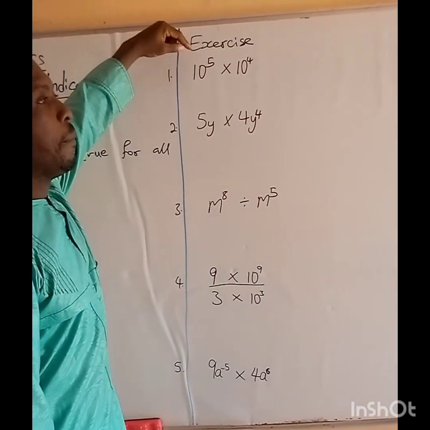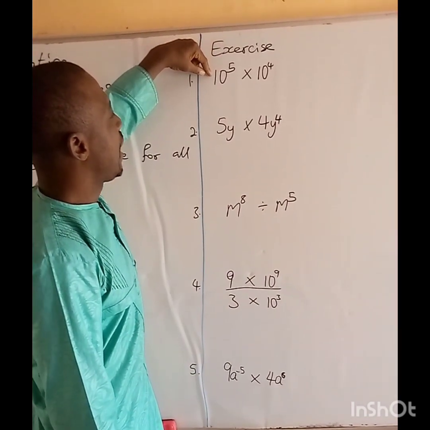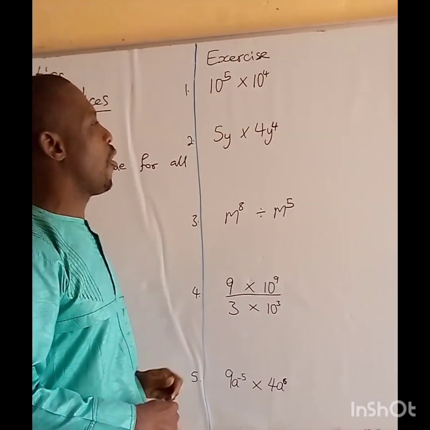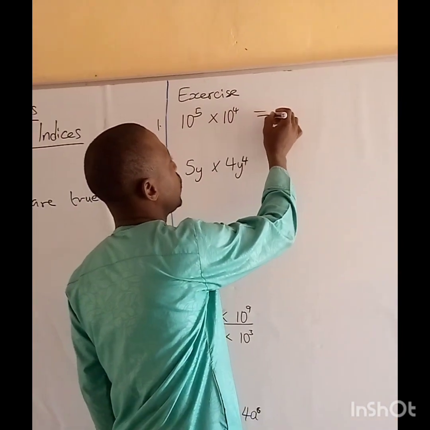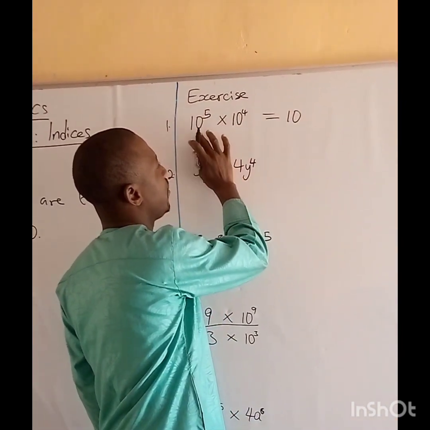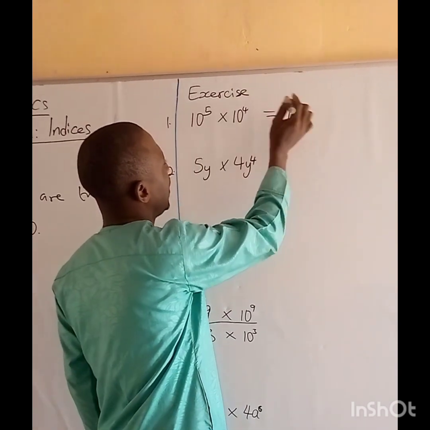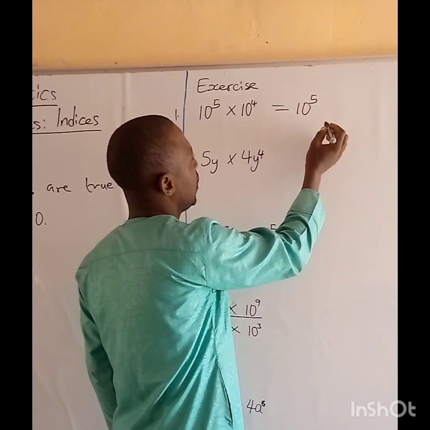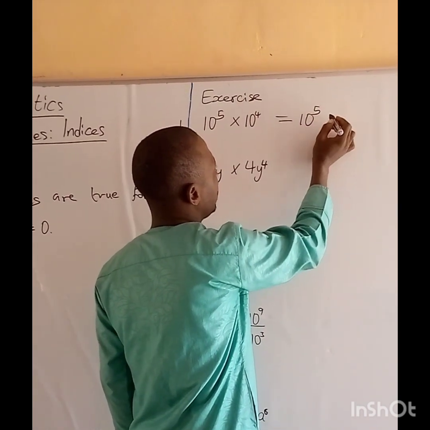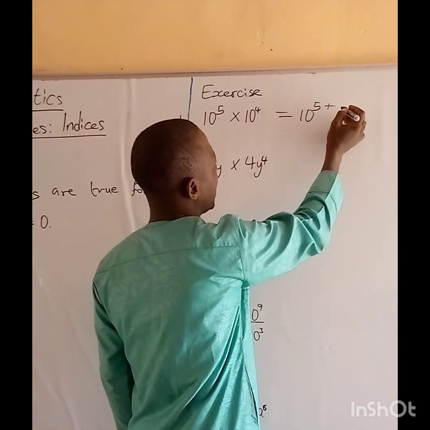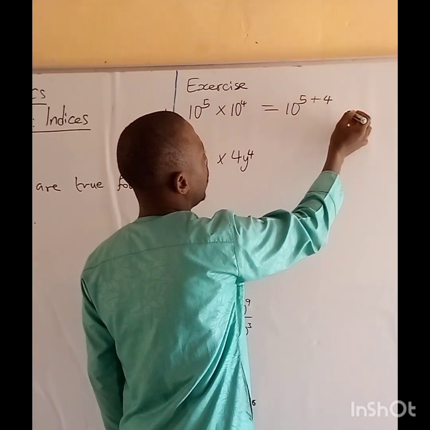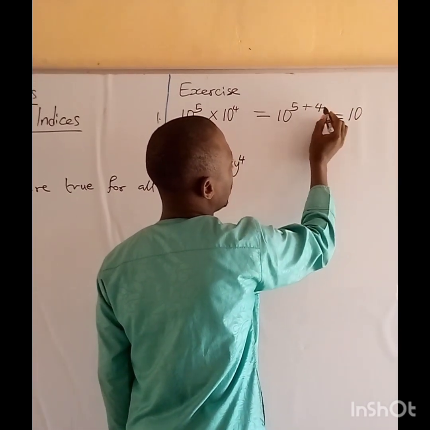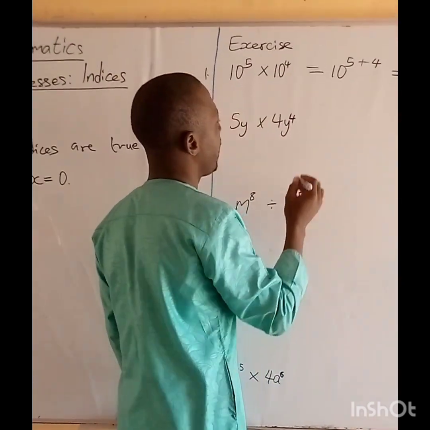Now, number 1, we have 10 raised to power 5 times 10 raised to power 4, which is equal to 10. We pick one of them since they are the same. You just pick it and then you add their powers since it is multiplication. So the power of the first 10 is 5 plus the power of the second 10, which is 4. So our final result for this becomes 10 raised to power 5 plus 4, which is 9.